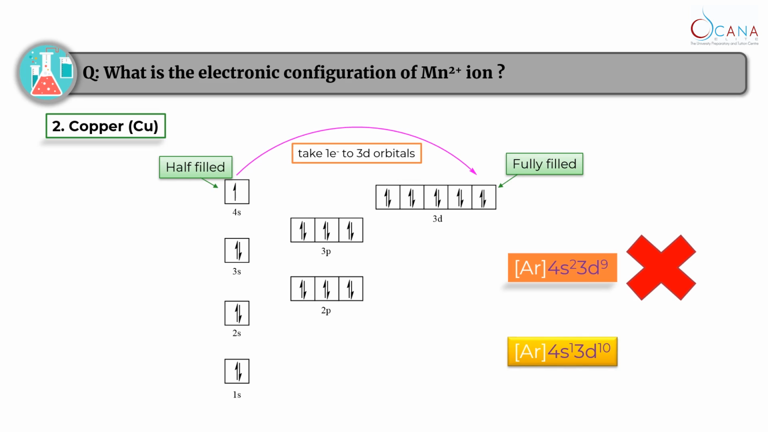Electronic configuration deduction is an essential fundamental skill for IB chemistry students. Hope this video helps you to understand more about the principle behind electronic configuration deduction.